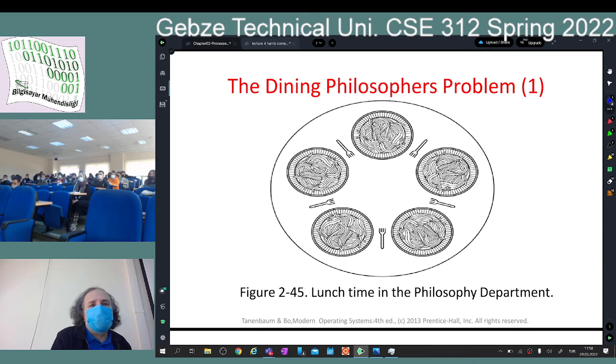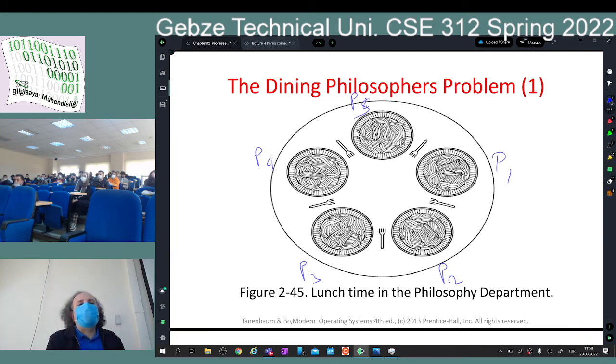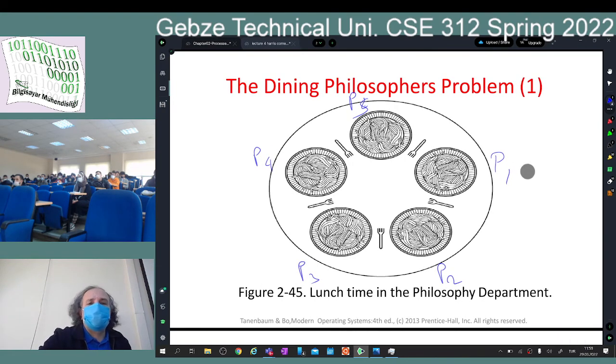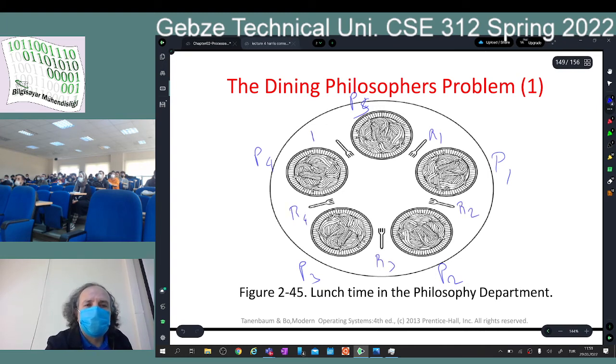P means process. So I have here process number 1, process number 2, process number 3, process number 4, and process number 5. 5 processes. They are running on a single CPU. I need to schedule them, but for these processes to run, they need some resources. For P1 to run, to do something useful, it needs these two resources: resource number 1 and resource number 2. Similarly, the others need their own pairs, such as resource number 3 and resource number 5.